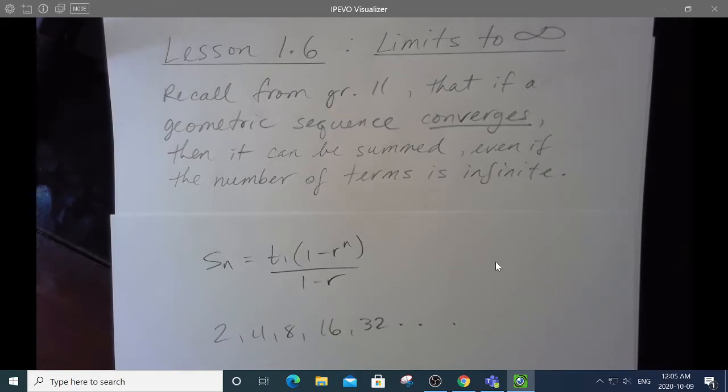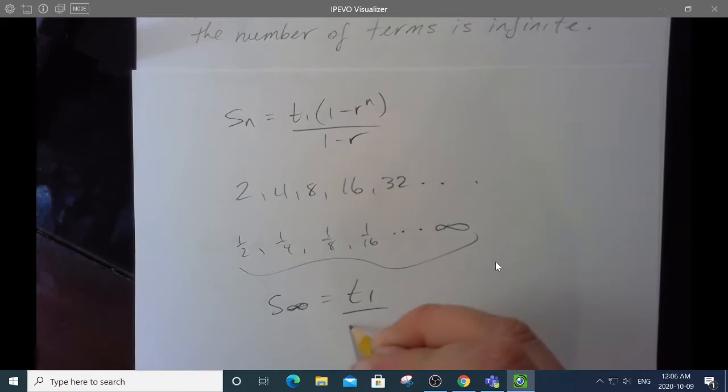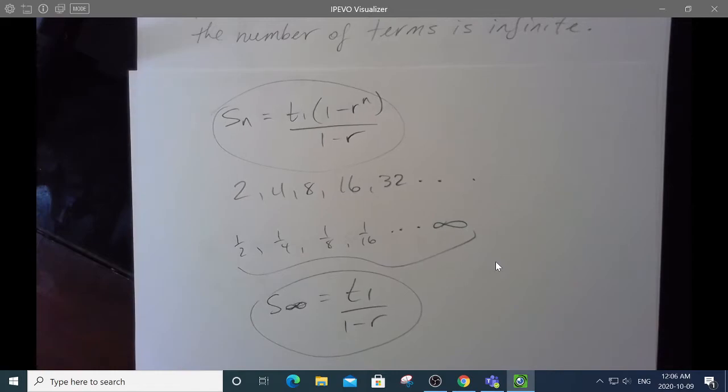If, however, you have a converging sequence, this one, of course, is not converging, it's diverging. But if you had a converging sequence, like, say, 1/2, 1/4, 1/8, 1/16, all the way to infinity, you could actually add up all of it to infinity using a much simpler formula. That's supposed to be an infinity symbol. Oh, sorry, I'm off the screen. The sum to infinity is t sub 1 over 1 minus r, which is, as you can see, a much simpler formula than this one. So see if you can recall those ideas from grade 11.